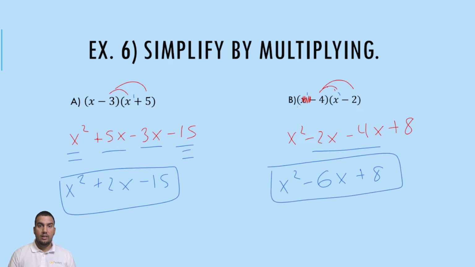Okay? So every single time that you're multiplying two parentheses, you have to make sure that you distribute everything and then you combine like terms at the end. Okay? So good job. So now we're going to move on to the next one.